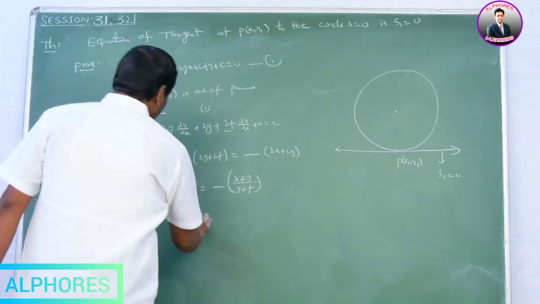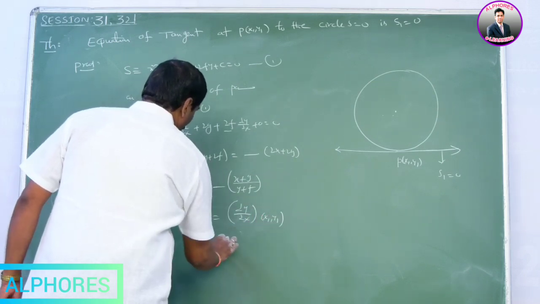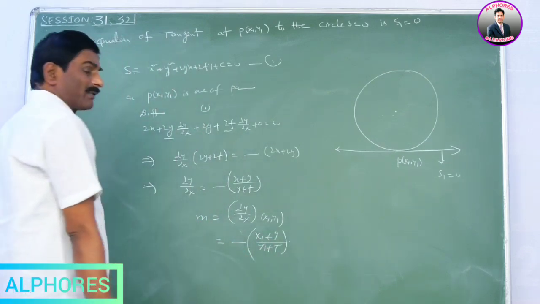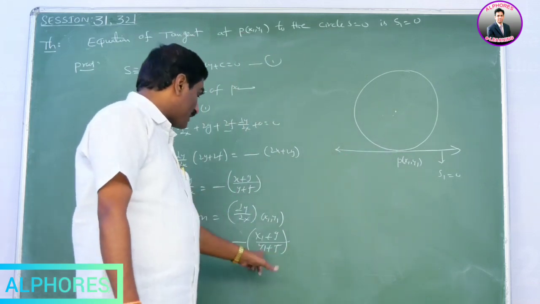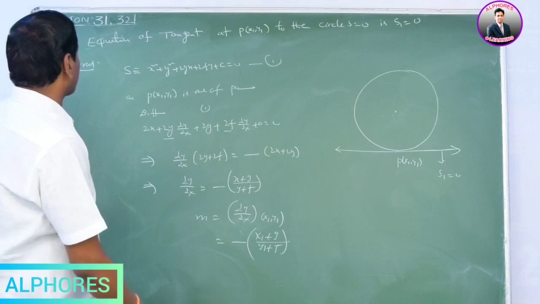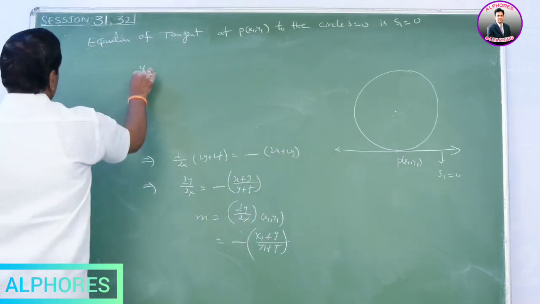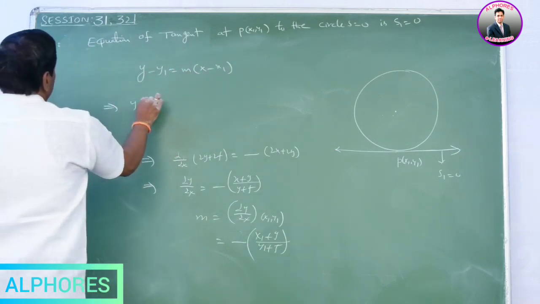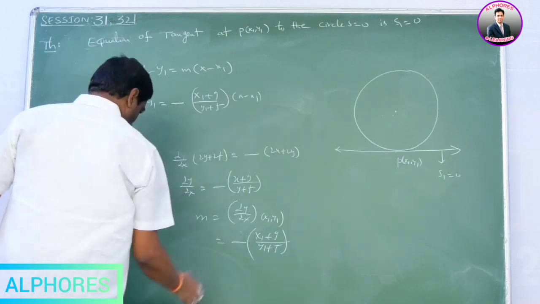Now, the slope of the tangent m is equal to dy by dx at (x1, y1), which is nothing but minus of x1 plus g by y1 plus f. Slope of the tangent at P(x1, y1) to this circle is minus of x1 plus g by y1 plus f. So, the equation of the tangent is y minus y1 is equal to m into x minus x1. Y minus y1 is equal to minus of x1 plus g by y1 plus f into x minus x1. Cross multiply.